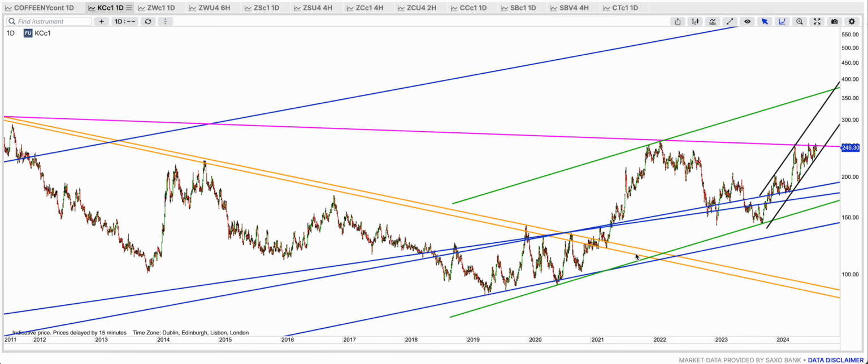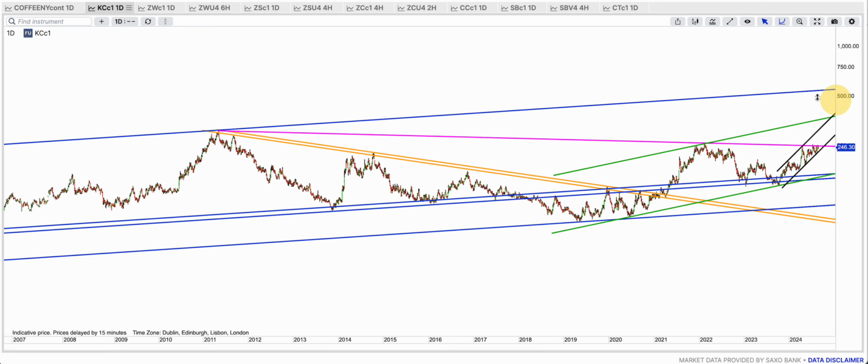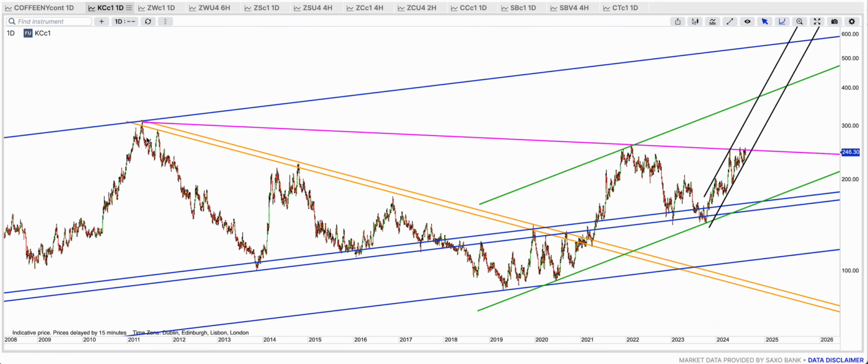And the long-term coffee chart on the continuous futures is this one. This is the high of 2011. Second, third, fourth, and fifth touch. It is going to be broken, I think, and then it may get to 300 plus.